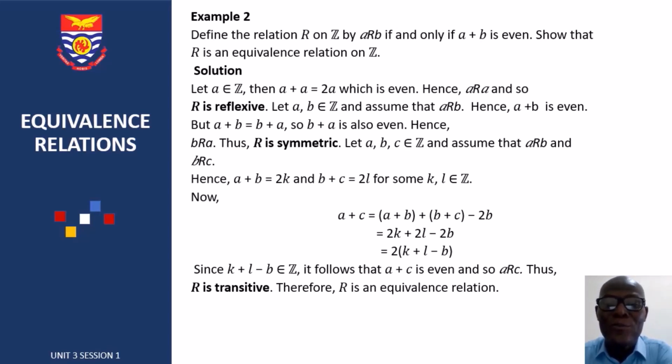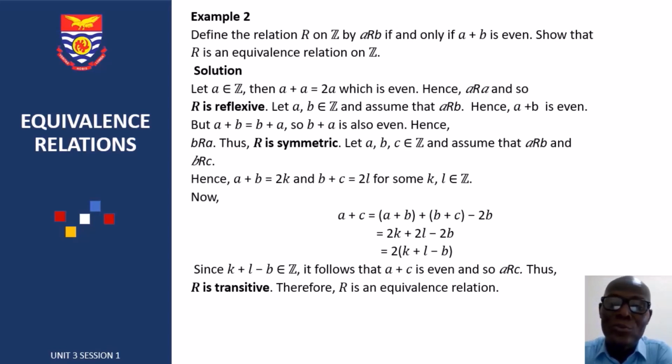Now, for A relating to C, A takes the place of A, and C takes the place of B. Hence, A plus C is equal to 2K plus 2L minus B minus B, which gives minus 2B. But note that A plus B is the same as 2K, and 2L is the same as B plus C, then minus 2B.